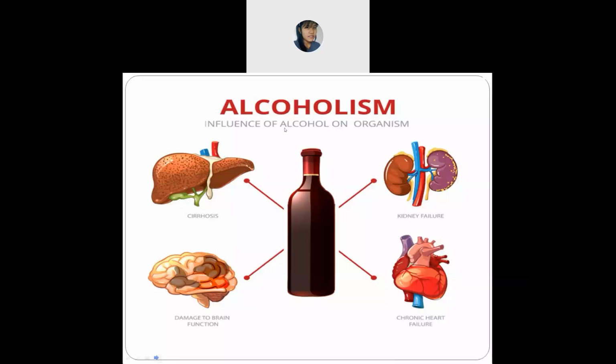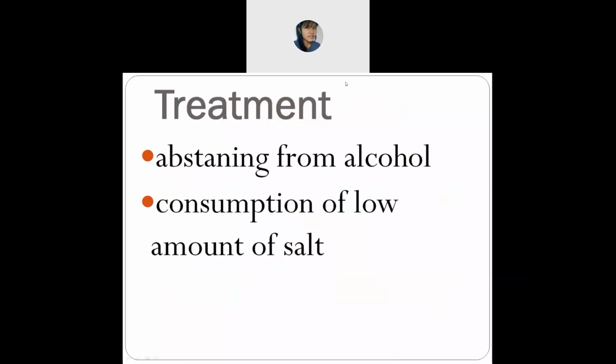Okay, next is treatment. How can you treat yourself from having this ascites? First is abstaining from alcohol. Abstaining from alcohol means there should be a limitation in consumption of alcohol, so a person should have less alcohol. Next is consumption of a low amount of salt. Whoever has ascites should have a low amount of salt, so avoid chips and all those, which contain too much salt.